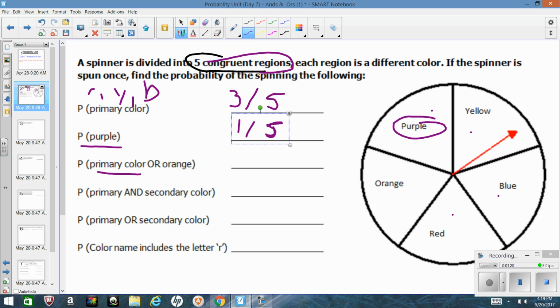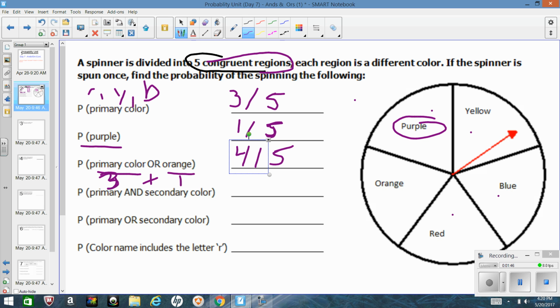Next, we want a primary color or orange. So we know we have 3 primary colors, which are red, yellow, and blue, and we have 1 orange. Because it's an or, we're going to add them together and subtract anything they have in common. But orange and primary colors have nothing in common, so therefore our probability would be 4/5.